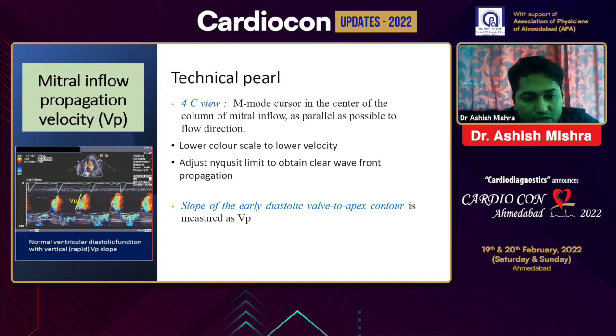In the ventricular diastolic function assessment, we can see the vertical, rapid VP slope, the slope of the early diastolic valve to apex contour. This is the valvular side of the mitral annular plane, and this is the apex side. So valve to apex contour. This particular slope of the mitral inflow propagation velocity is termed the VP.